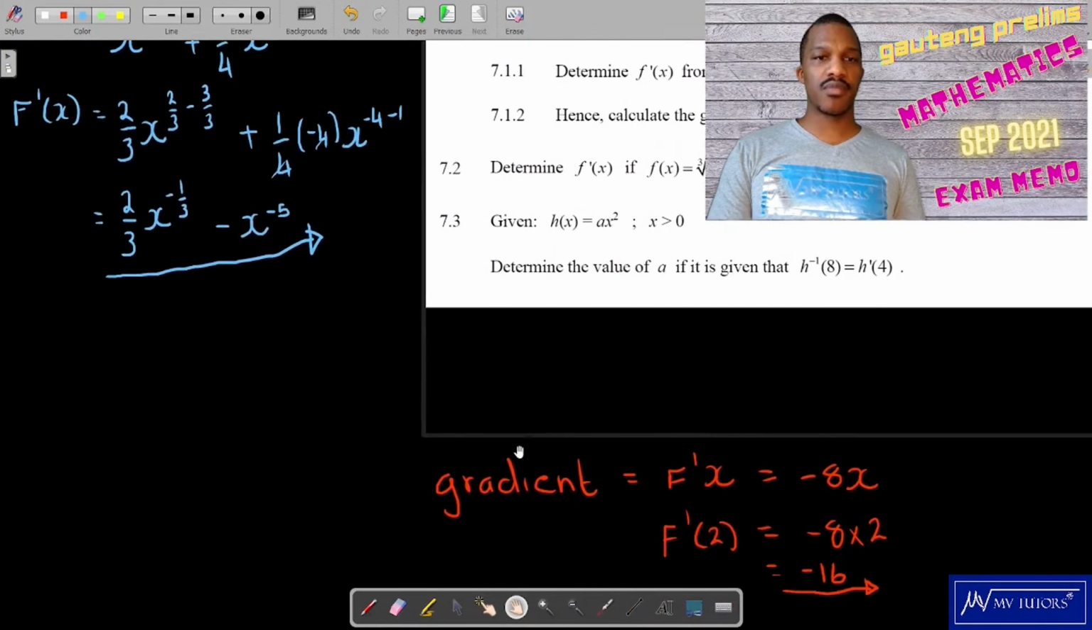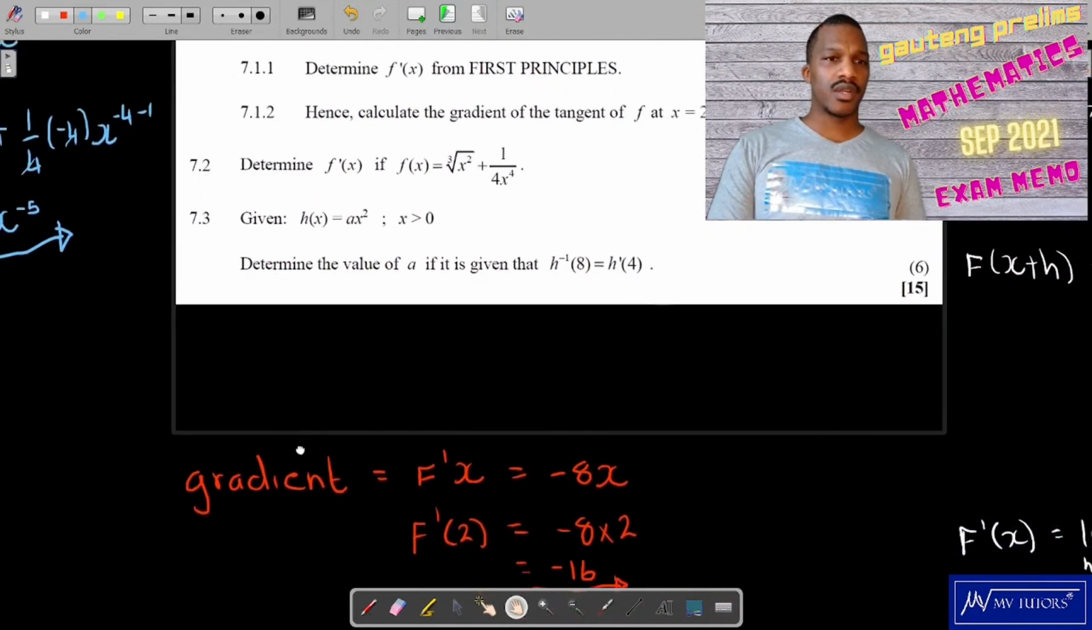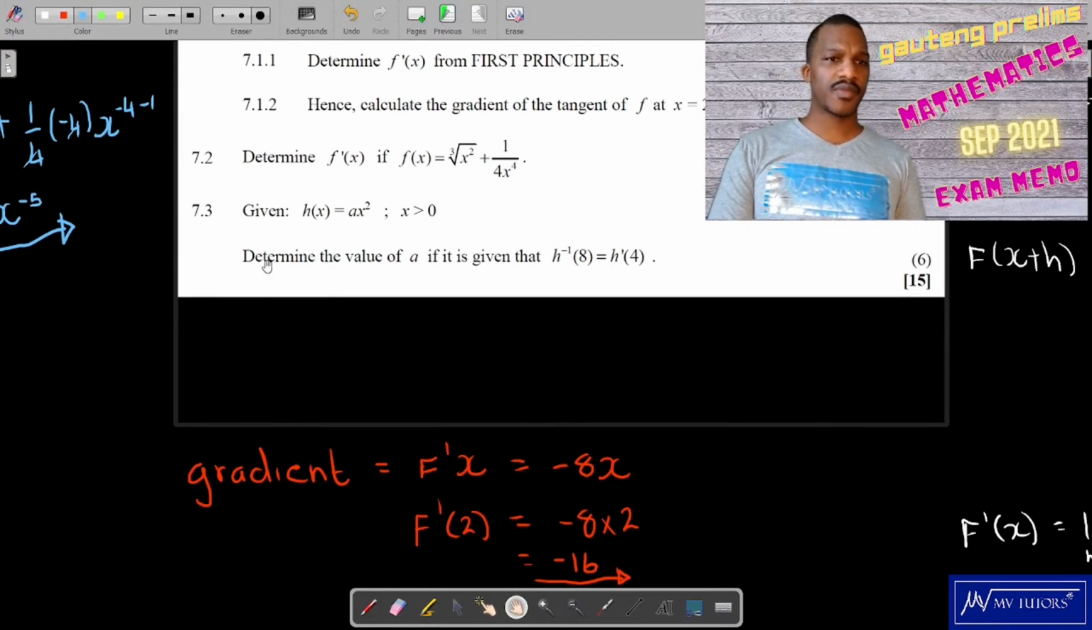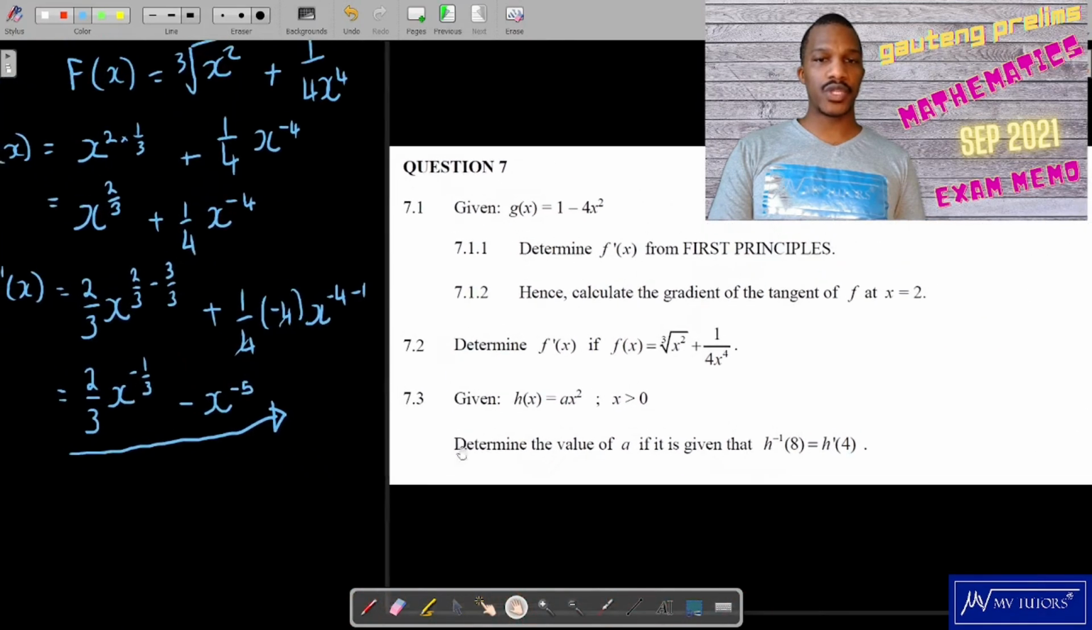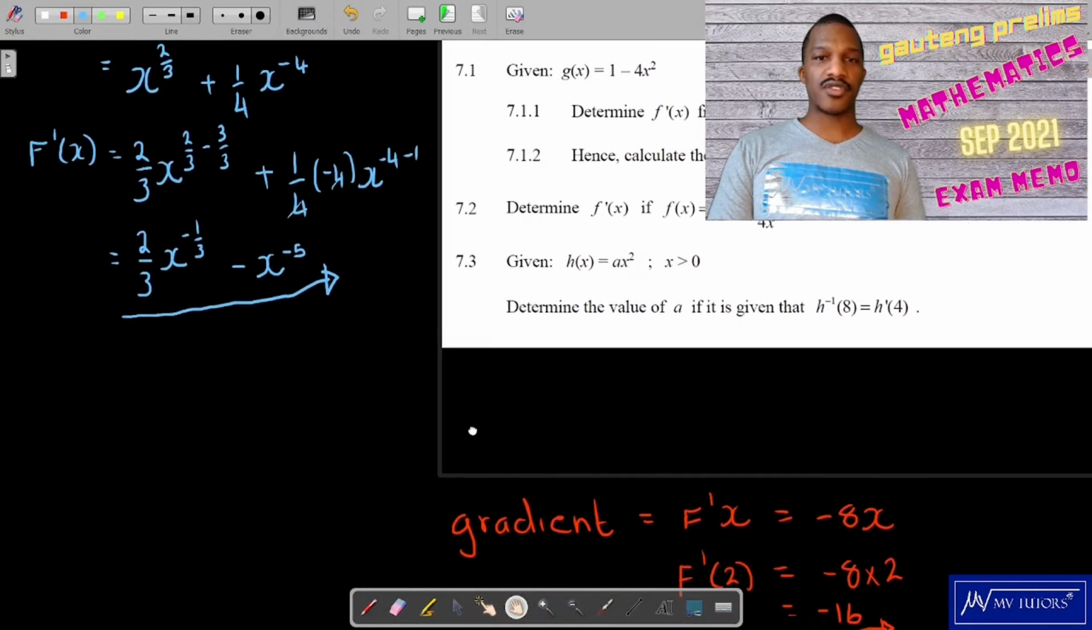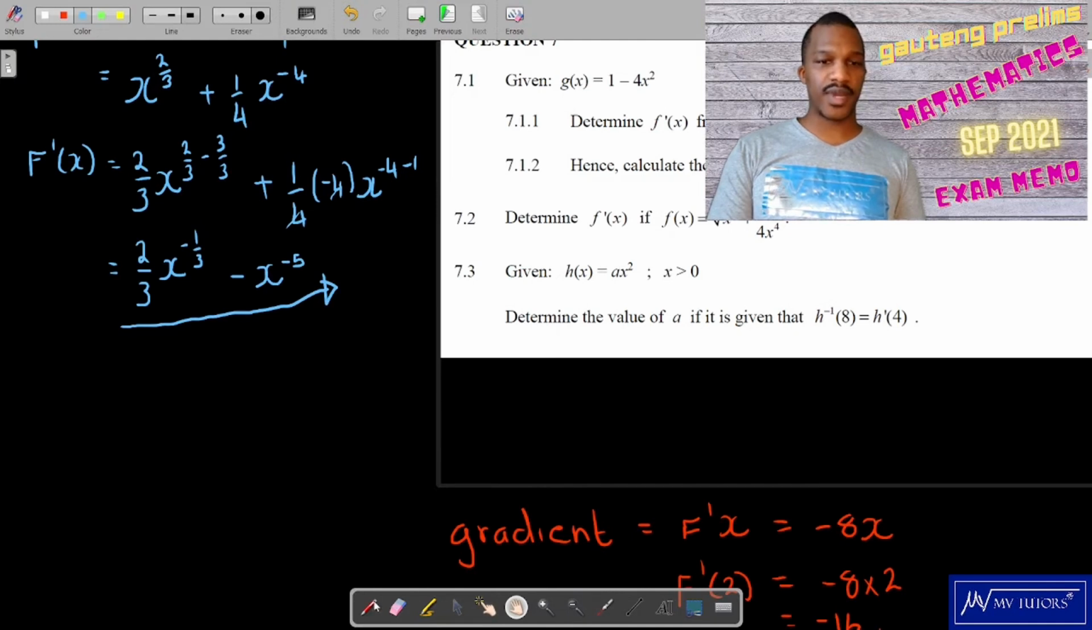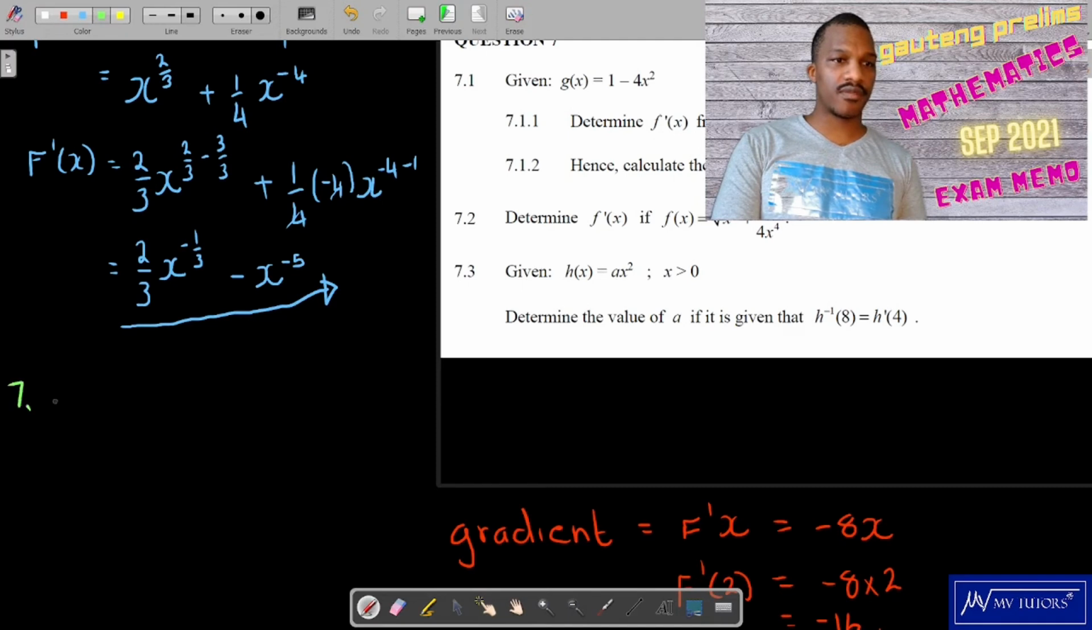Let's go to 7.3. Okay, so 7.3 says, given that, determine the value of a if it is given that h. All right, okay, this one is a bit tricky, but we're gonna do it. We don't mind tricks, because you must assume that each and every question is a trick question. Okay, so we're doing 7.3.